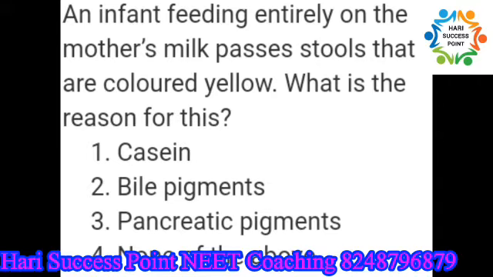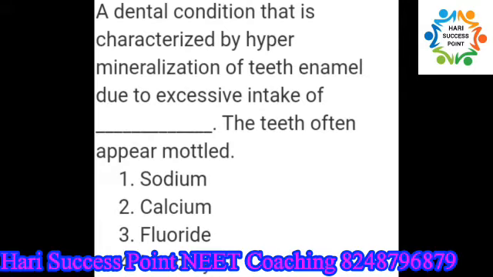When we look into this question, a common fact about digestion is that bile pigments or bile salts help in the emulsification of food items, mainly fat. The bile pigments, namely bilirubin and biliverdin, are yellowish in color, and these pigments give yellow color to the fecal matter. So bile pigments is the correct answer for this question. Then come to the fourth question.